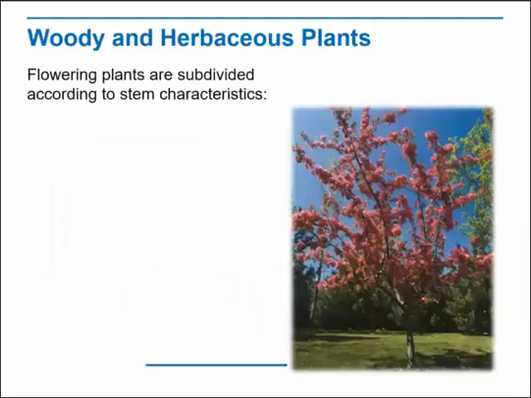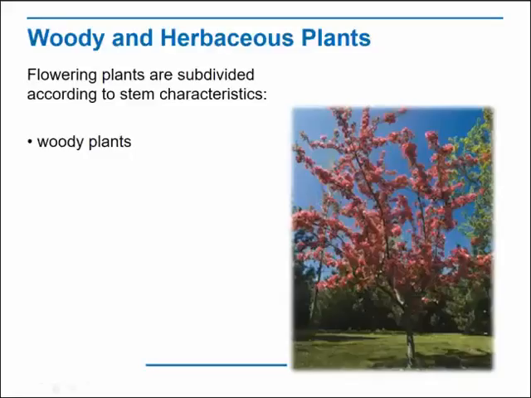Flowering plants can also be subdivided into groups according to the characteristics of their stems. One of the most important and noticeable stem characteristics is woodiness. Woody plants are made primarily of cells with thick cell walls that support the plant body. Woody plants include trees, shrubs, and vines. Shrubs are typically smaller than trees, and vines have stems that are long and flexible.